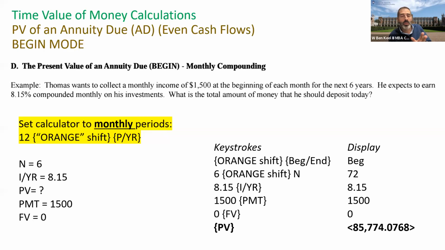Obviously the more times it's compounded, the bigger the number is going to be at the end, or the smaller the number has to be at the beginning, because we're earning compounding on it. Did that answer your question, Ross? Is that what you were asking? Yeah, that's where I'm going.